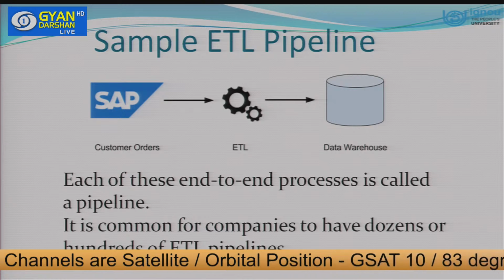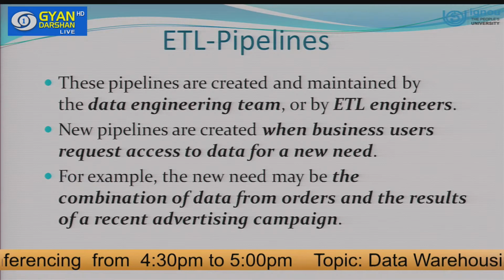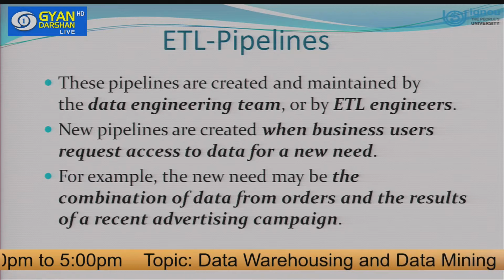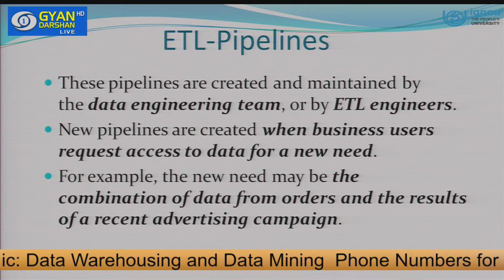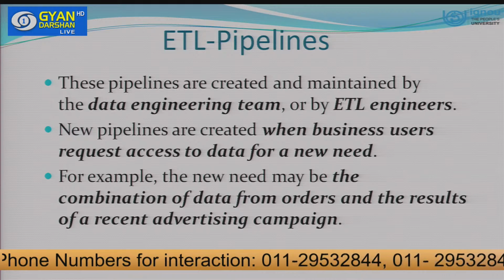It is common for companies to have dozens or hundreds of ETL pipelines. For each and every source system, there may be a special need to lay down a pipeline. They have to plan the pipeline, identify the source and the destination, and then the ETL process is included and the pipeline is finalized. These pipelines are created and maintained by the data engineering team, or you can call them the ETL engineers. Whenever a new business need comes, the engineers think about what the source system and destination system are, and how to integrate from various sources to make the data available for analytical purposes in the data warehouse.